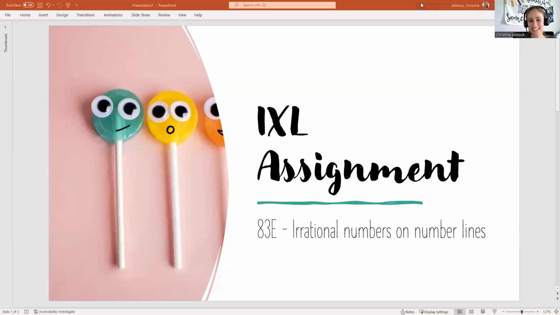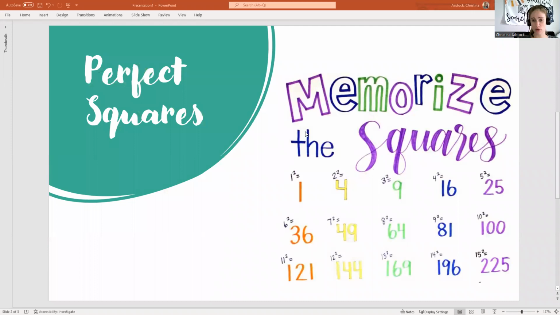Hi everyone. Today we're going to work on IXL assignment 8-3E, irrational numbers on number lines. So before we actually get to that IXL assignment, we are going to quickly review some rational numbers. We're going to review both our perfect squares and our perfect square roots, and you'll see why in a moment it's important to review this first.